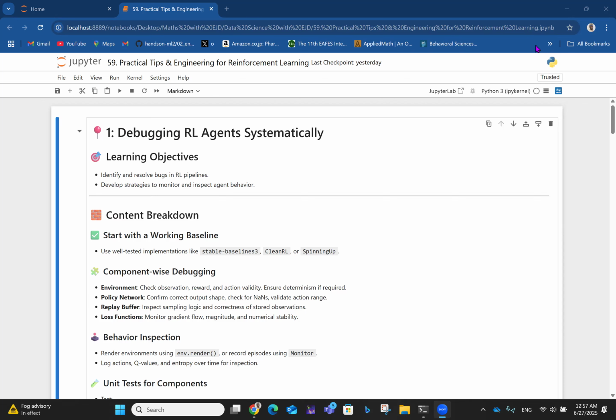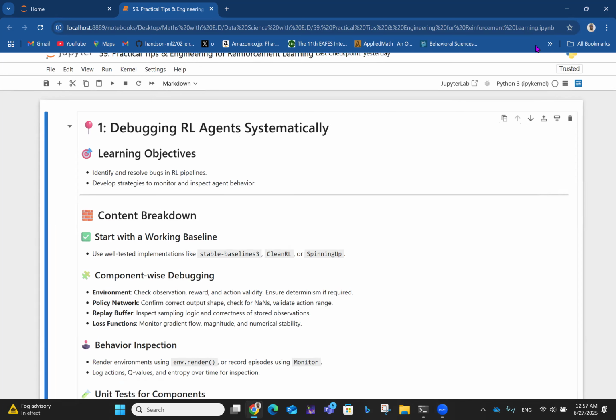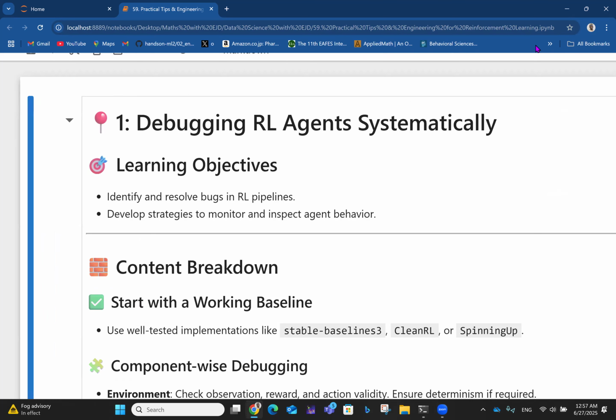The first part will be looking at debugging reinforcement learning agents systematically. The objectives of that will be to identify and resolve bugs in reinforcement learning pipelines and to develop strategies to monitor and inspect agent behavior. Don't forget, reinforcement learning is that branch of machine learning where there's an agent in an environment taking certain actions based on whatever current state they find themselves in, and any action they take changes their state, either for good or bad, because a reward is attached to every action taken. Where machine learning comes into that is that the agent learns the behavior that gives the best rewards and sticks to that more often than not.